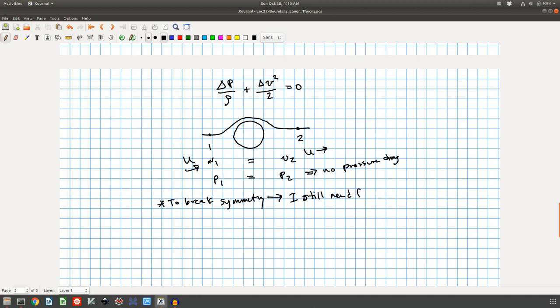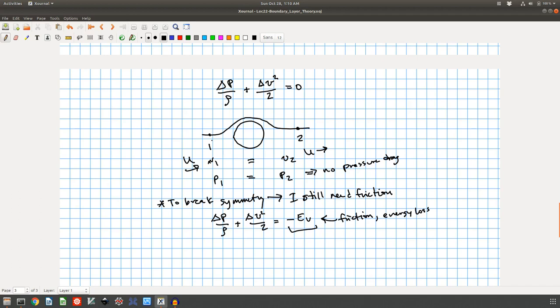Okay, so I need delta P over rho plus delta V squared over 2 to equal some negative number, all right? That's my friction. That's my energy loss. So that the pressure at the back is lower than the pressure at the front.